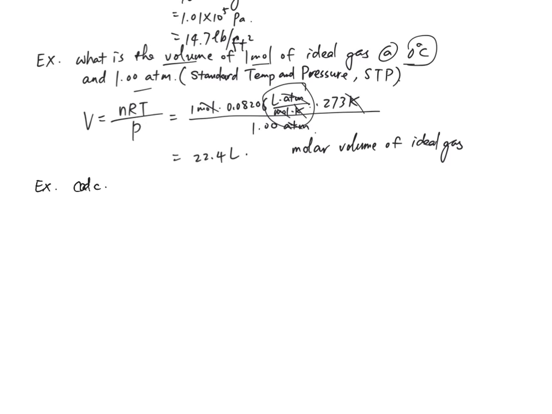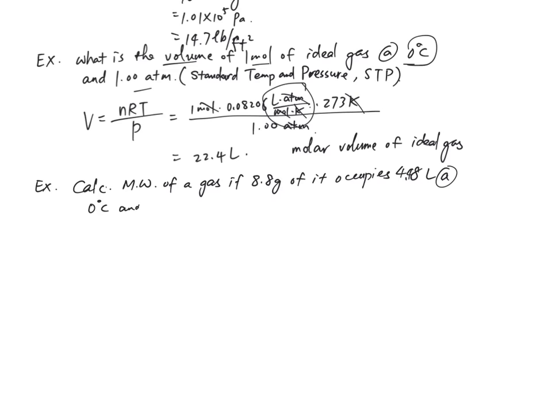Calculate the molecular weight of a gas if 8.8 grams of it occupies 4.48 liters at 0 degrees Celsius and 1.00 atmosphere, or STP.